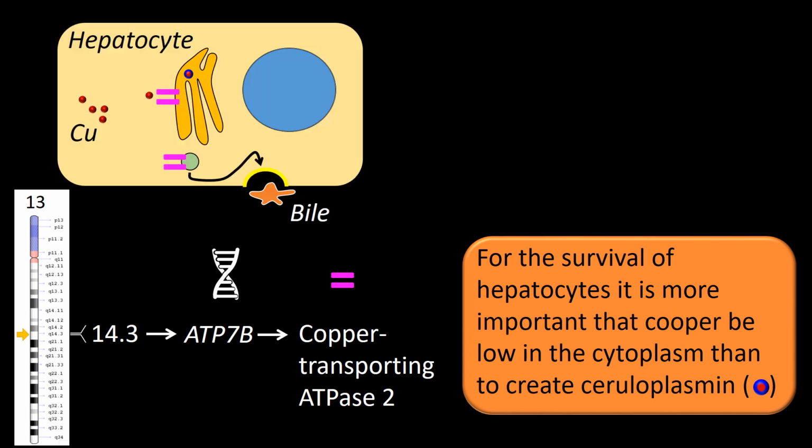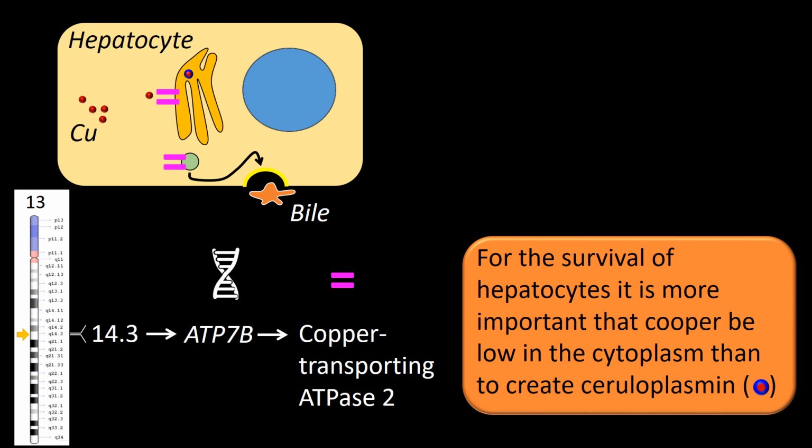When the amount of copper in the cytoplasm of the hepatocyte is normal or low, copper transporting ATPase2 is mostly in the Golgi apparatus and incorporates copper into a protein, forming a compound called ceruloplasmin, as we previously mentioned, and little is excreted in the bile.